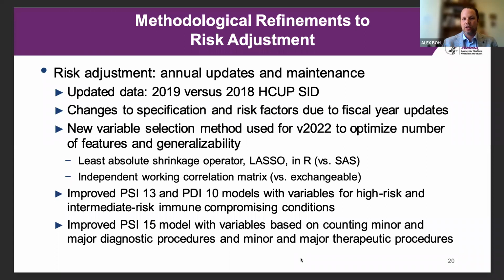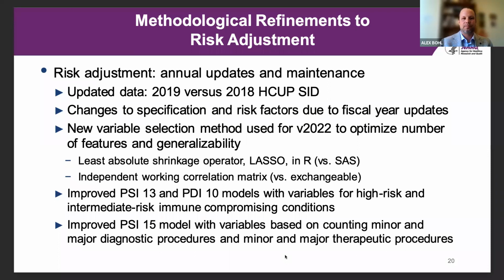Just to be clear, though, the risk adjustment is not a fully automated process where we throw in a lot of risk factors and see what comes out the other side. There's a lot of clinical coding and health services research deliberation to make sure that the models are parsimonious and actually make sense. In addition, we introduced two new types of risk factors for some of the PSIs. For PSI 13 and PDI 10, we introduced risk factors that capture immunocompromising conditions. And for PSI 15, we try to measure the intensity of diagnostic and therapeutic procedures during the discharge, which, as literature has shown, correlates to the risk of these events.